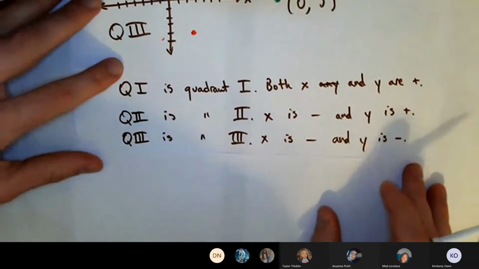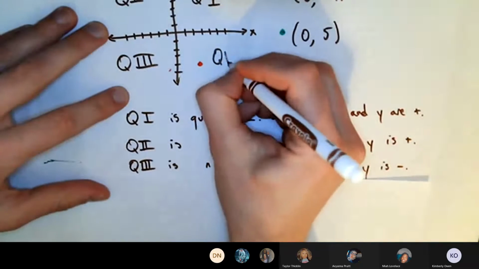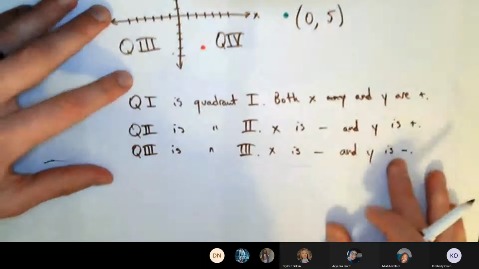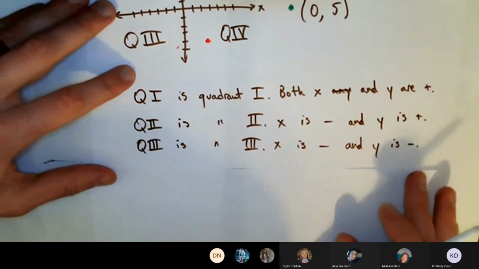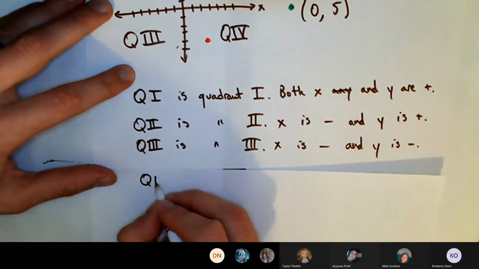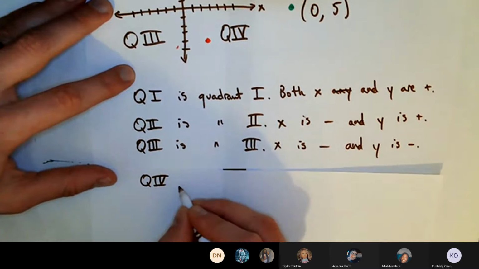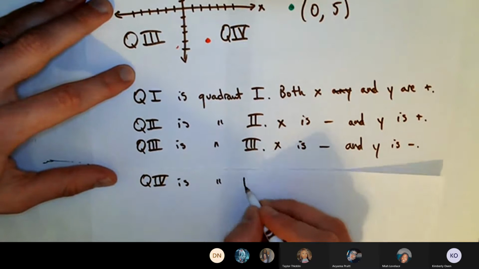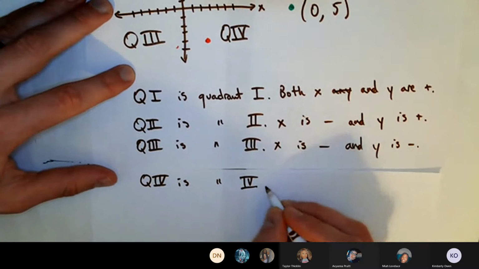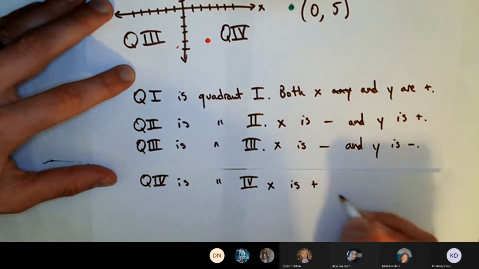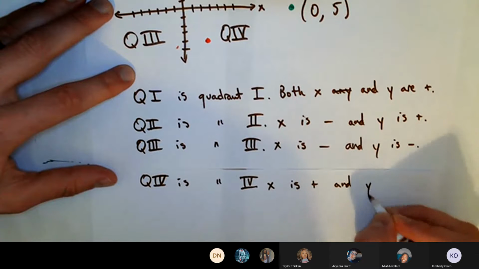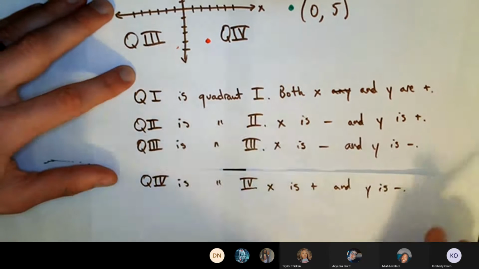That's okay. All right, then we have quadrant 4, of course, the last quadrant here. Quadrant 4. And x is positive in quadrant 4 and y is negative.